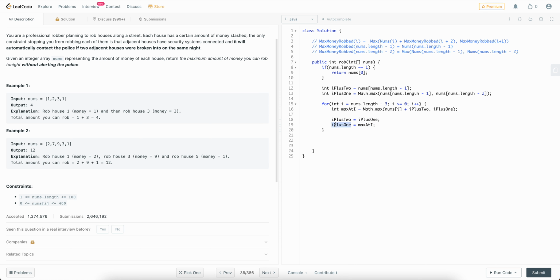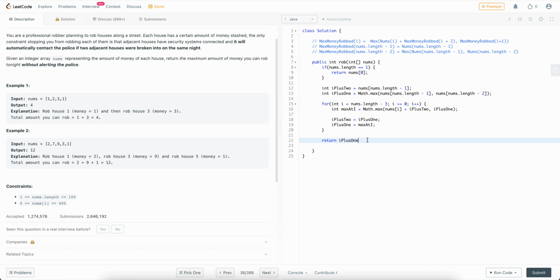And at the end, I plus 1 will contain the value for max robbed of 0, because this will be when I is 0, this will be set to the 0th index for this max money robbed, and I plus 1 will contain max at I. So at the end, we can just return I plus 1. And note that if there are only 2 elements in the array, I plus 1 will contain the 0, because max robbed of nums.length minus 2 will be max robbed 0, which is initially I plus 1.